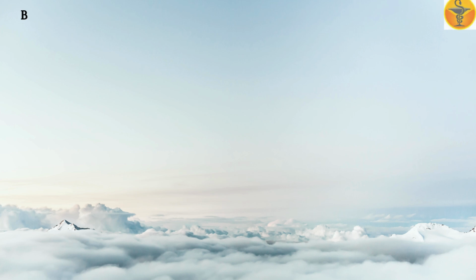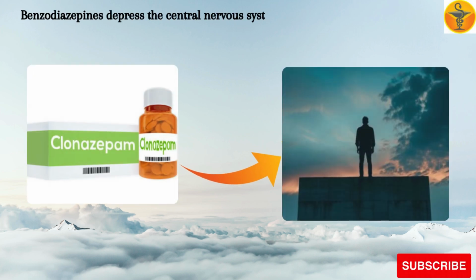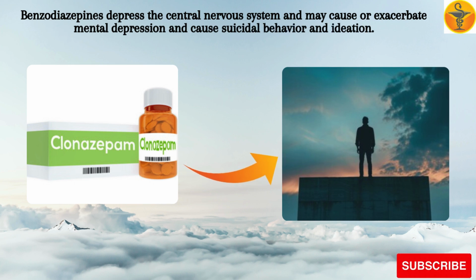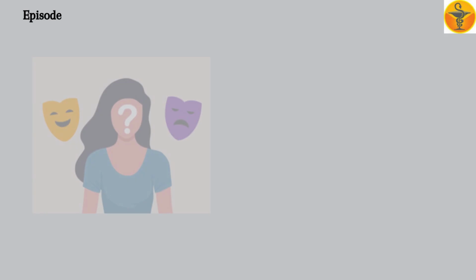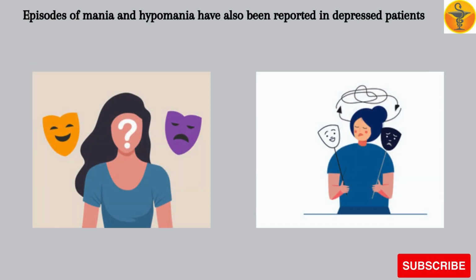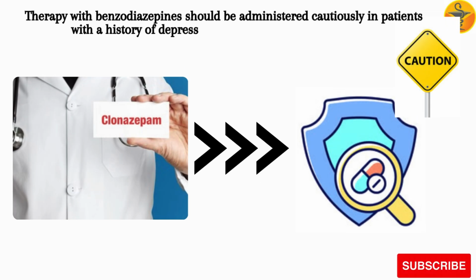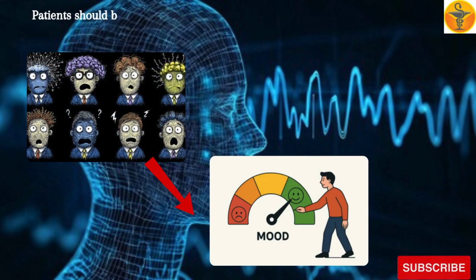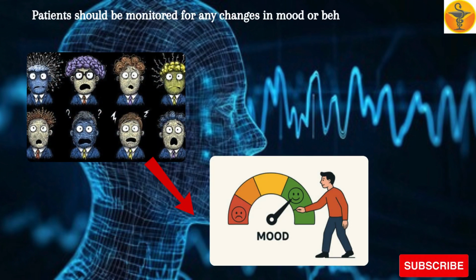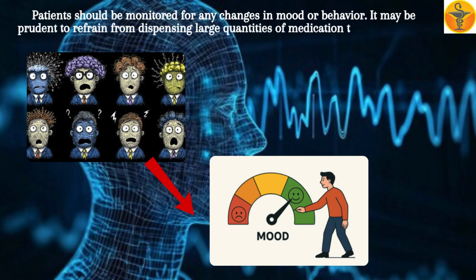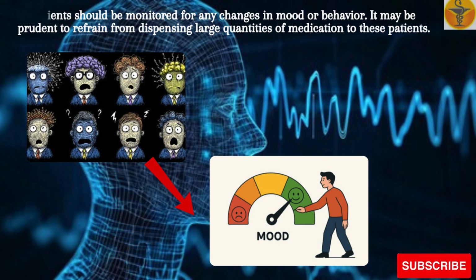Depression. Benzodiazepines depress the central nervous system and may cause or exacerbate mental depression and cause suicidal behavior and ideation. Episodes of mania and hypomania have also been reported in depressed patients treated with some of these agents. Therapy with benzodiazepines should be administered cautiously in patients with a history of depression or other psychiatric disorders. Patients should be monitored for any changes in mood or behavior. It may be prudent to refrain from dispensing large quantities of medication to these patients.